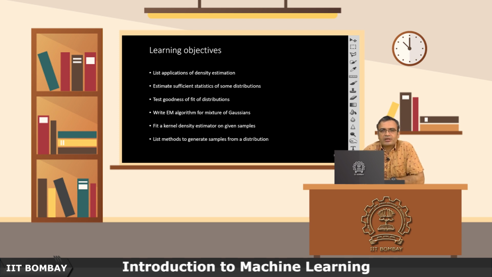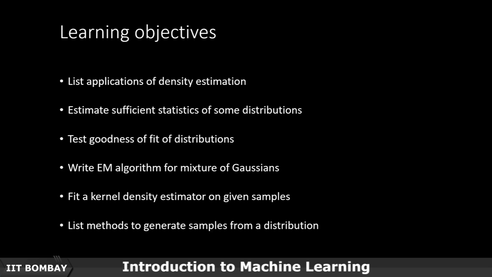So the learning objectives are: we should be able to list the applications of density estimation and sampling. We should be able to estimate the sufficient statistics of some distributions, and we should be able to test the goodness of fit of certain distributions, and write the expectation maximization algorithm for mixture of Gaussians, and fit a kernel density estimator on a given set of samples, and also generate samples using Monte Carlo methods or Markov chain Monte Carlo methods from a given distribution.